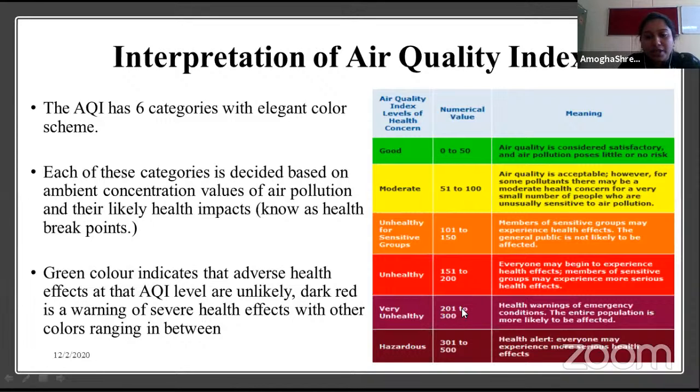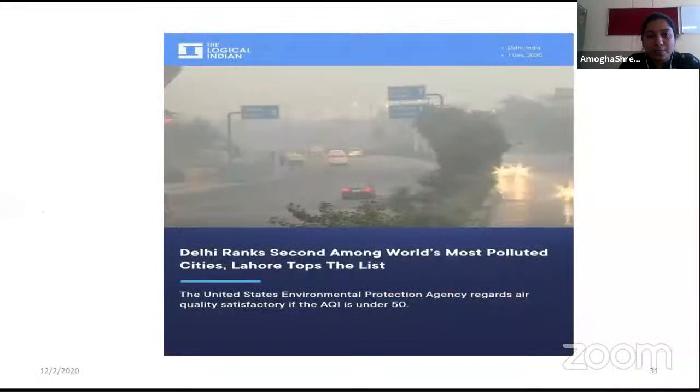Then, if the AQI level is between 201 to 300, it comes in purple, and it is very unhealthy. It is a health warning of emergency conditions; the entire population is more likely to be affected. Similarly, the last one, more than 300, comes under maroon or dark red. It says hazardous, that is, a health alert. Everyone may experience more serious health effects.